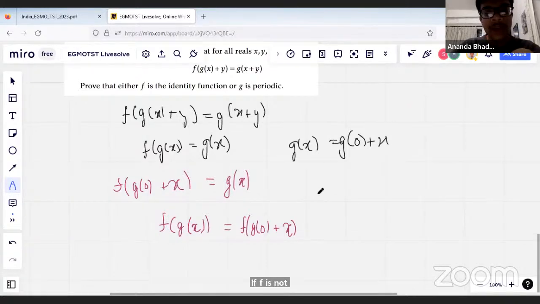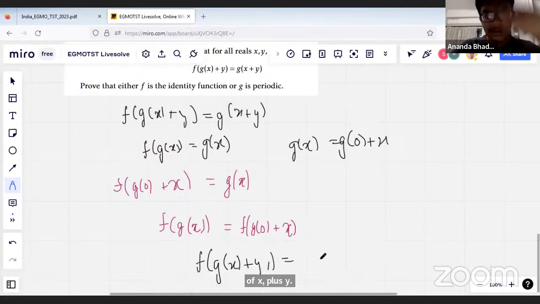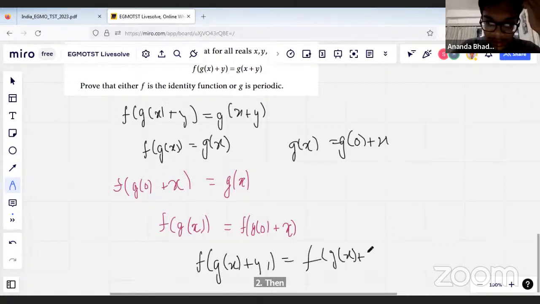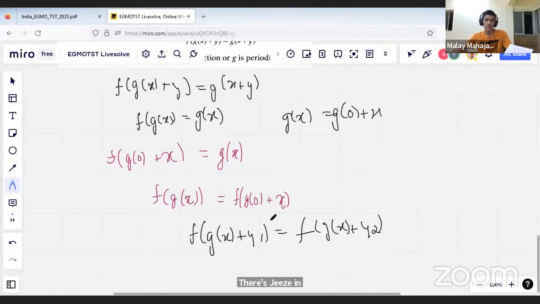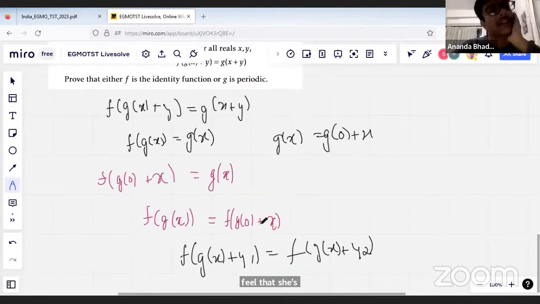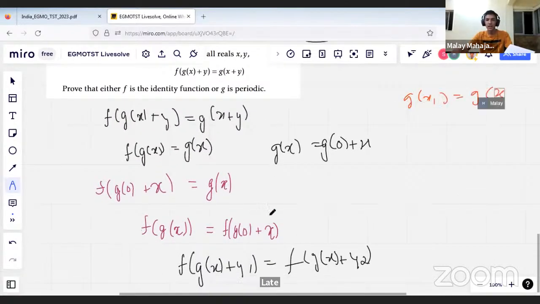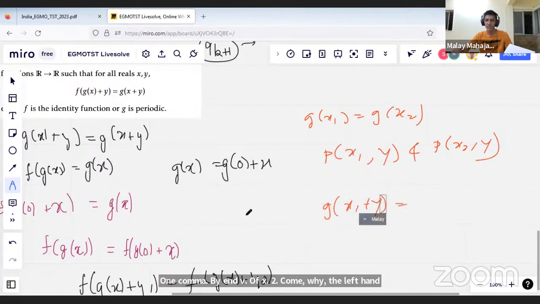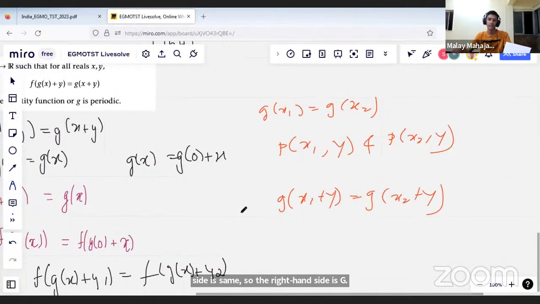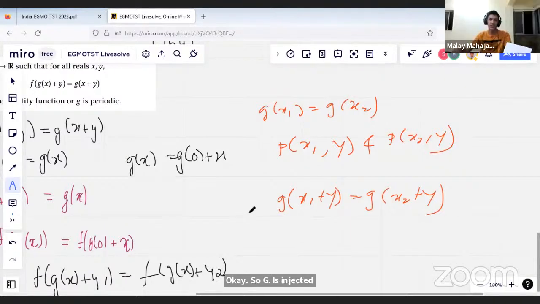Say f of g of x plus y1 is equal to f of g of x plus y2, then that implies x plus y1, wait, sorry. So if g is not injective, we get that g is periodic. Wait, if g is not injective or f? G. So say g of x1 is g of x2. Then you do P of x1 comma y and P of x2 comma y. The left hand side is the same. So the right hand side, g of x1 plus y is g of x2 plus y. So that's g is periodic. Okay, so g is injective.